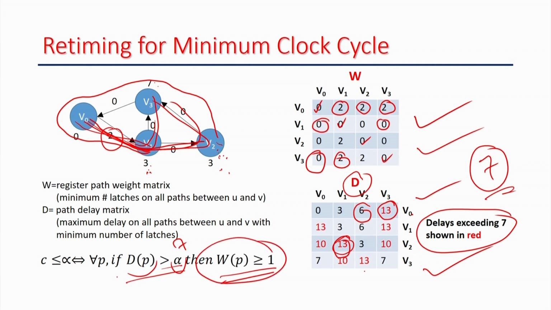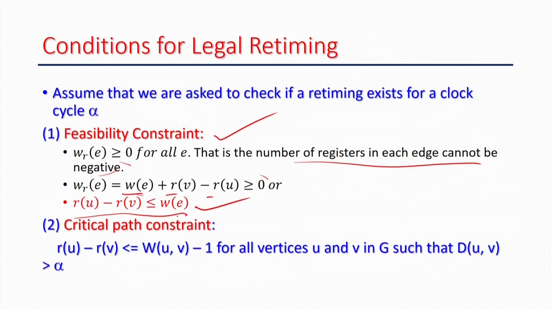So, for all the paths where the dp, the delay of that path, is greater than the target clock period, on that path the wp should be at least greater than, right. This is what is given by the critical path constraint. This is what is given by this. How we will get this, we will discuss.